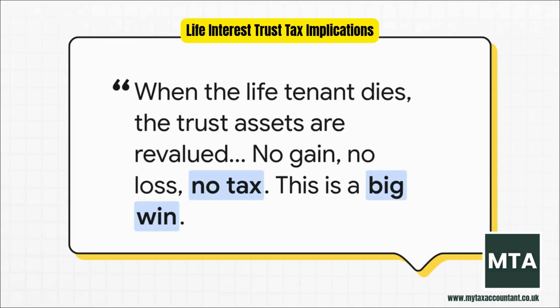Now for a pro tip, and honestly this is one of the most powerful benefits of these trusts. When the life tenant passes away, the value of the assets gets a reset. It's called a CGT uplift. What it means is that all the historic growth is completely wiped clean for tax purposes. It's like hitting a giant reset button, and it can be a massive, massive tax saver for your kids.